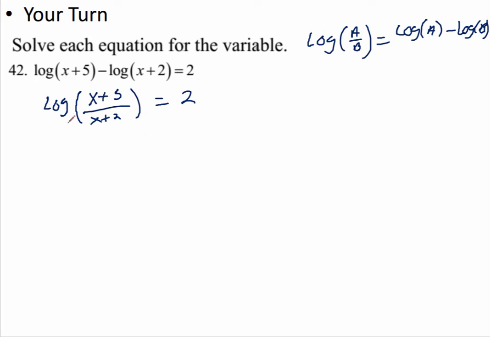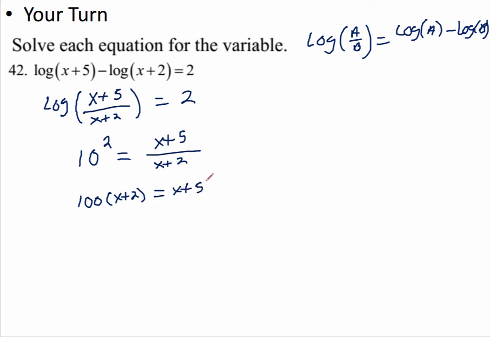Well, this is the exponent of 10 that gets me x plus 5 over x plus 2 is equal to 2. In other words, 10 to the second is equal to x plus 5 divided by x plus 2, or better known as 100. So that's going to be 100, and if I multiply both sides by x plus 2, that's going to be 100 times x plus 2 is equal to x plus 5.